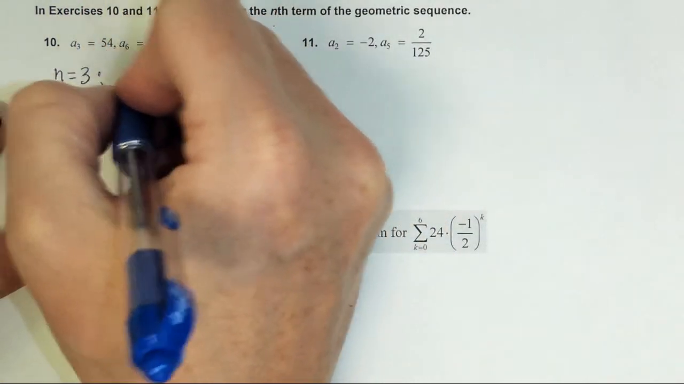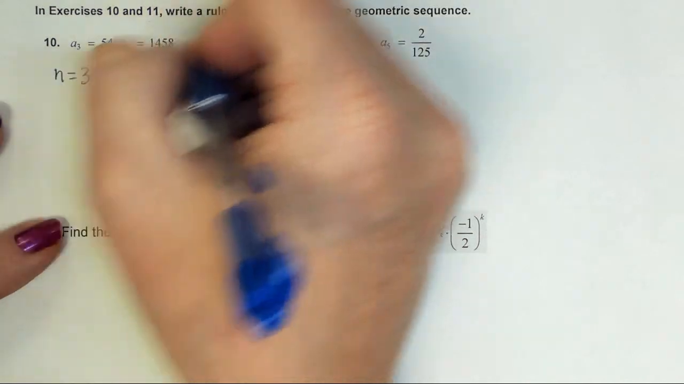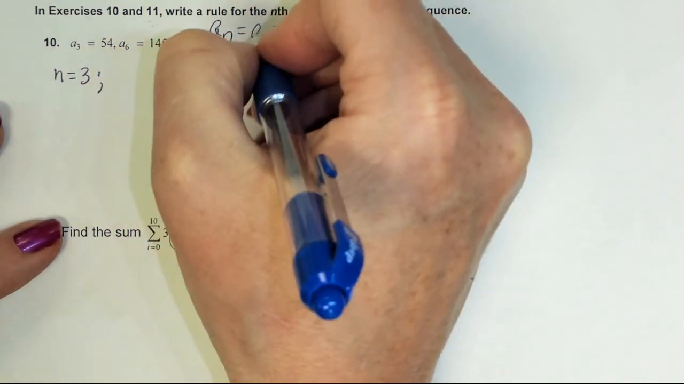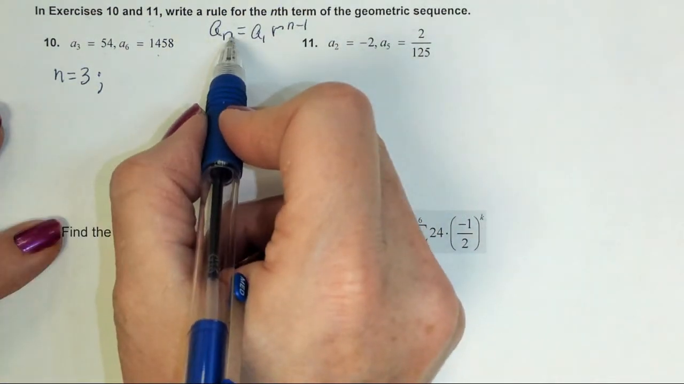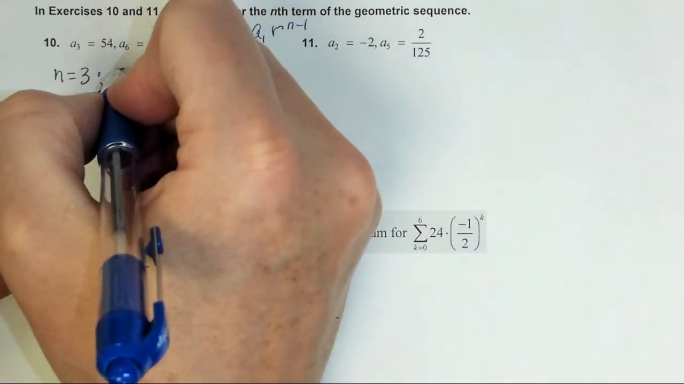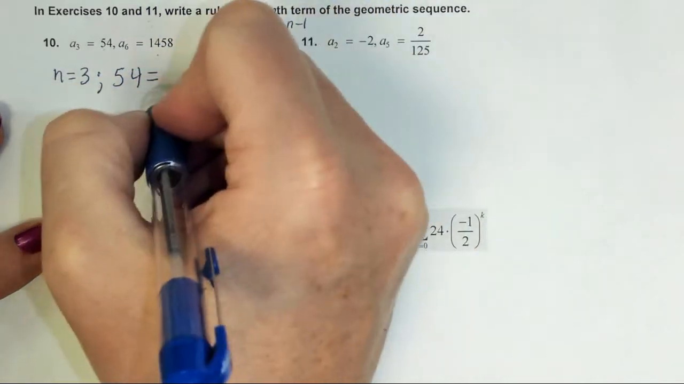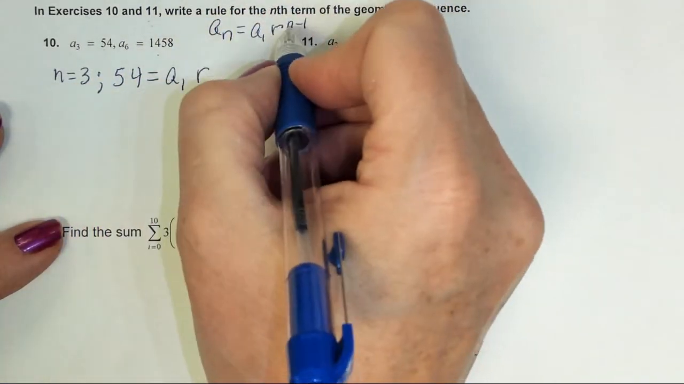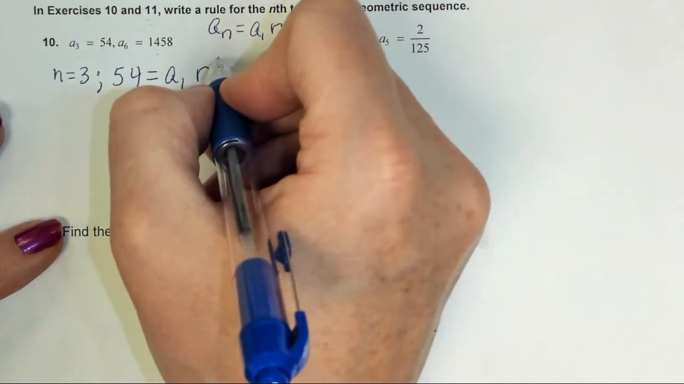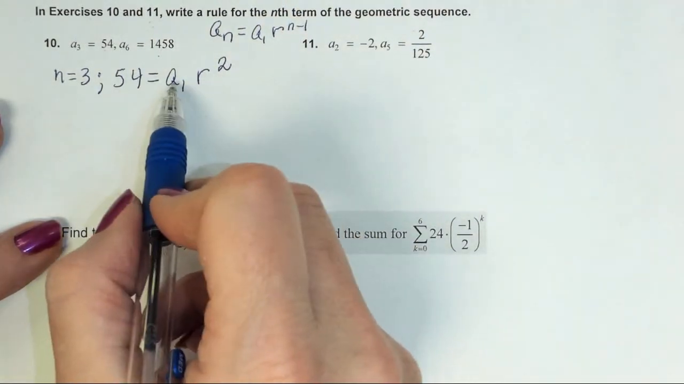So if I do that, here's my formula: a sub n equals a sub 1 times r to the n minus 1. So a sub 3 is equal to 54. A sub 1 I don't know. R I don't know. N is 3, so 3 minus 1 is 2. So there's one formula I can get.